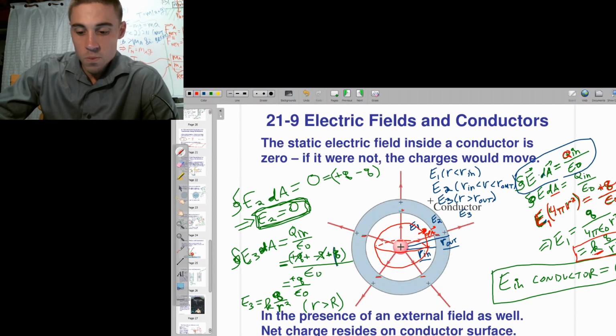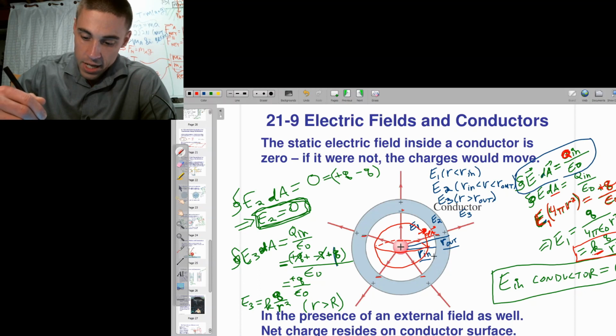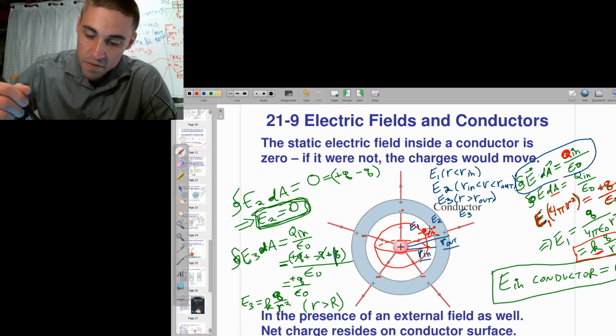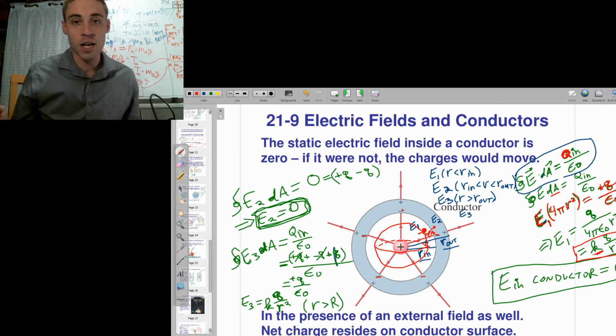Okay, but those charges, by Gauss's law, the electric field depends only on the Q inside of the surface. So that negative charge on the inside of the shell, and the positive charge on the outside of the shell, has no effect on the electric field inside of the object.